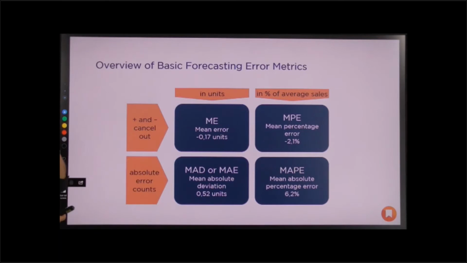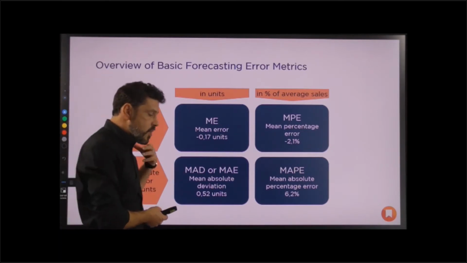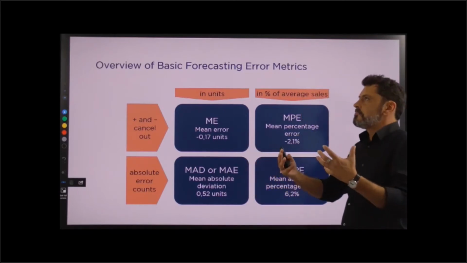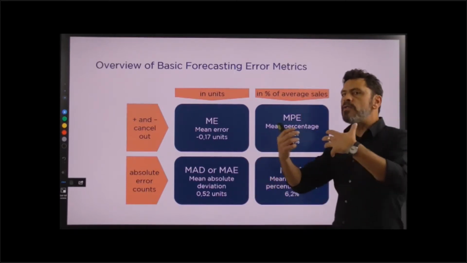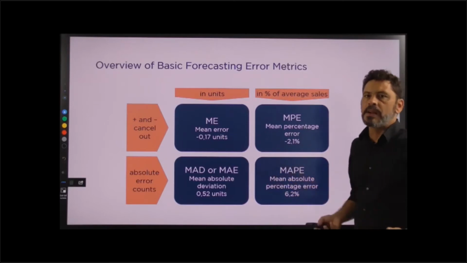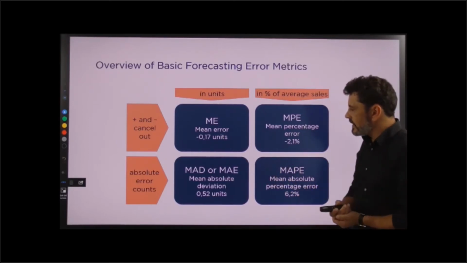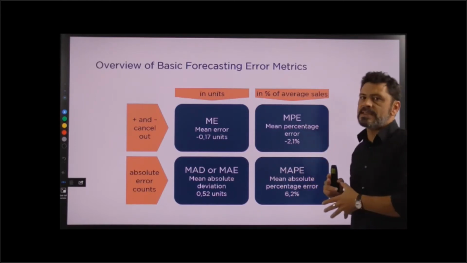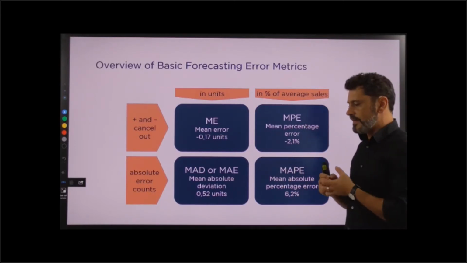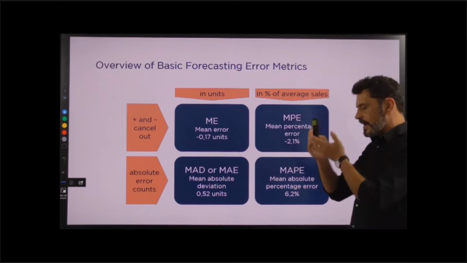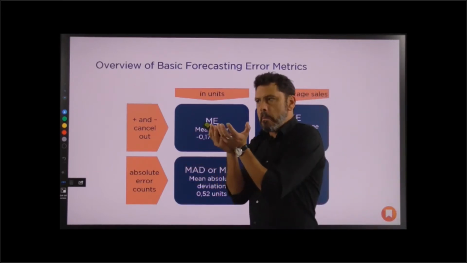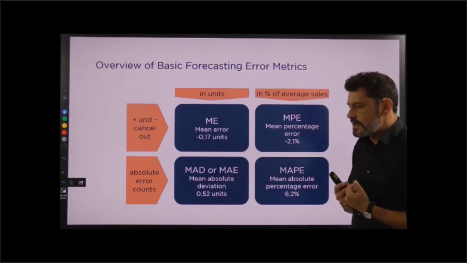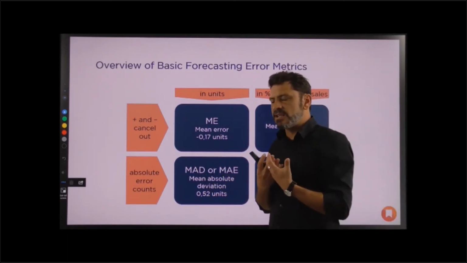The absolute errors give us way more idea of the total discrepancy over time between my forecast and my actuals. It really gives us an idea of the magnitude of the problem. Combining both of them is actually something that you want to do. You want something that gives you an indication of the magnitude, how big is my total forecasting error, but also something about the direction.